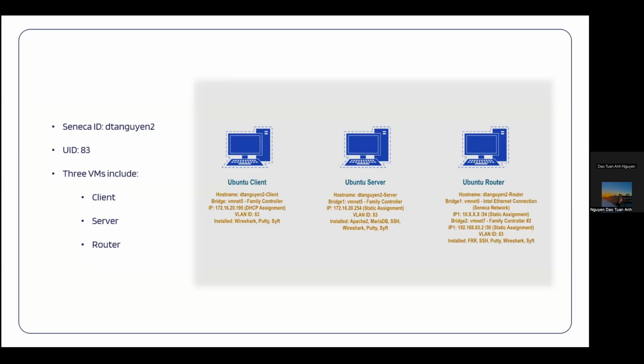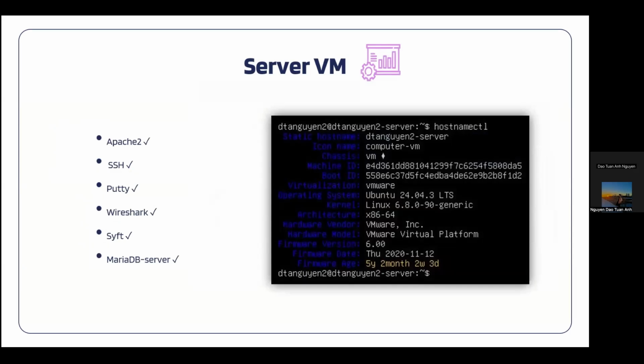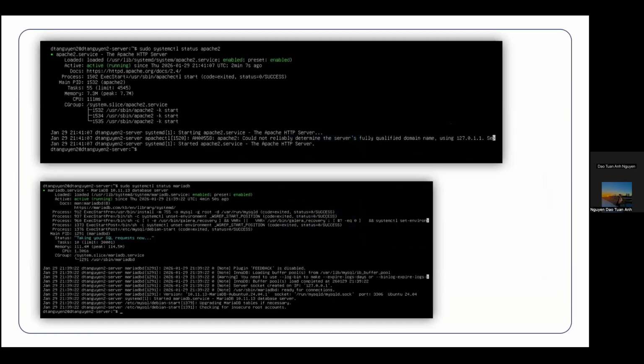Let me demonstrate that these services are running correctly. I'll show you the server VM and verify that all required services are installed and running. As you can see, I ran the command hostnamectl to verify the hostname, and here's my Seneca ID-server. Now let's check our 3 critical services.